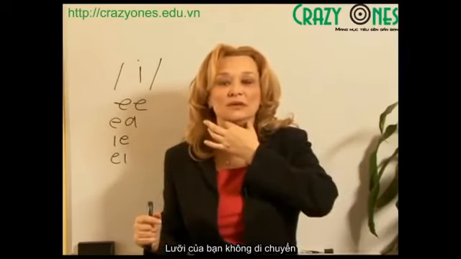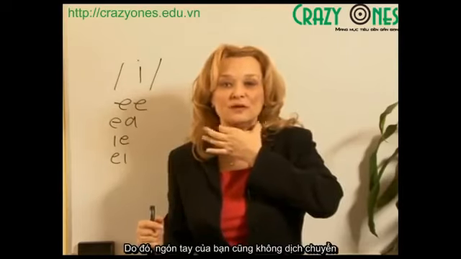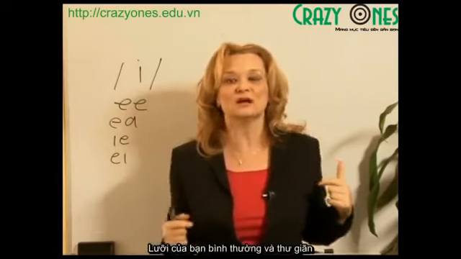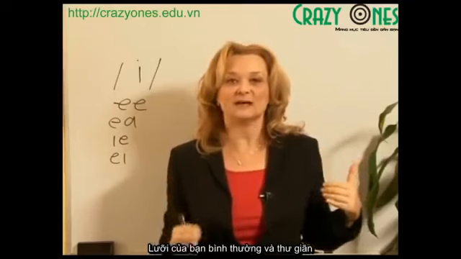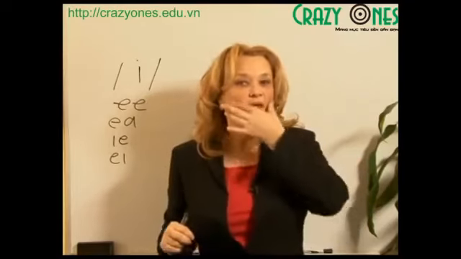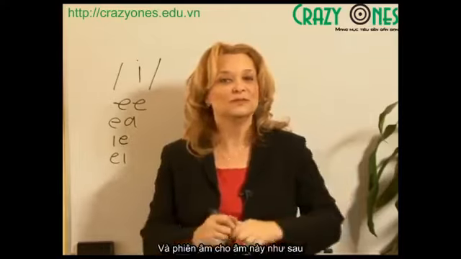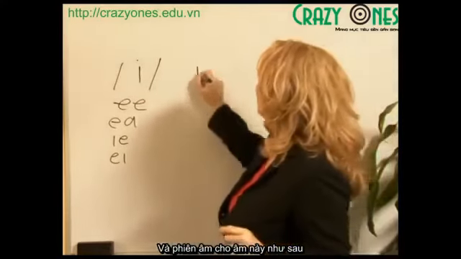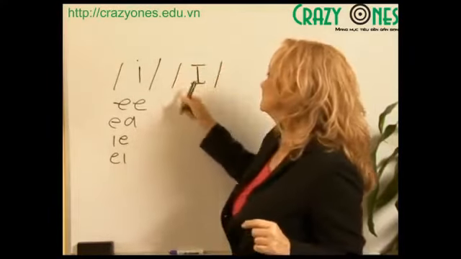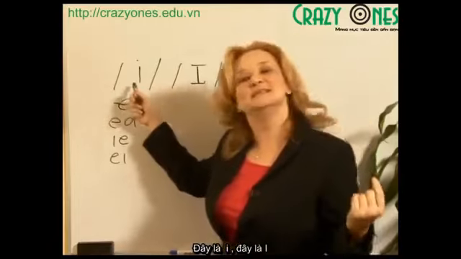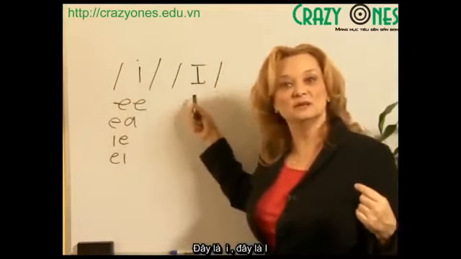Now for the other vowel, I, your tongue will not be moving and therefore your fingers will not be moving. Your tongue will be neutral and relaxed. I. And your lips will also be relaxed. I. And the phonetic symbol for that vowel looks like this. I. This is E and this is I.